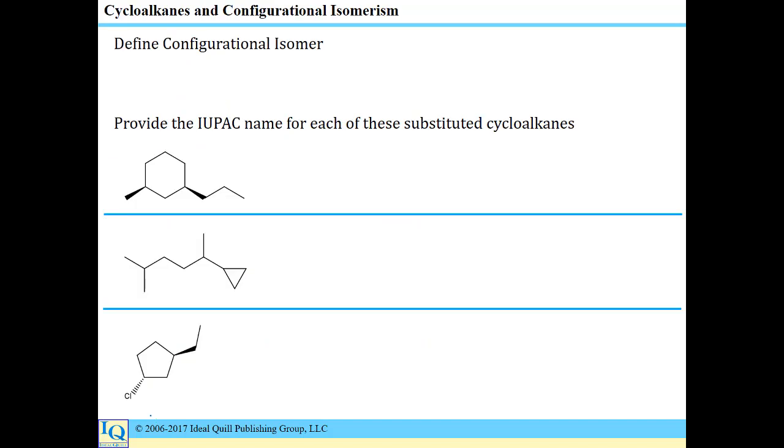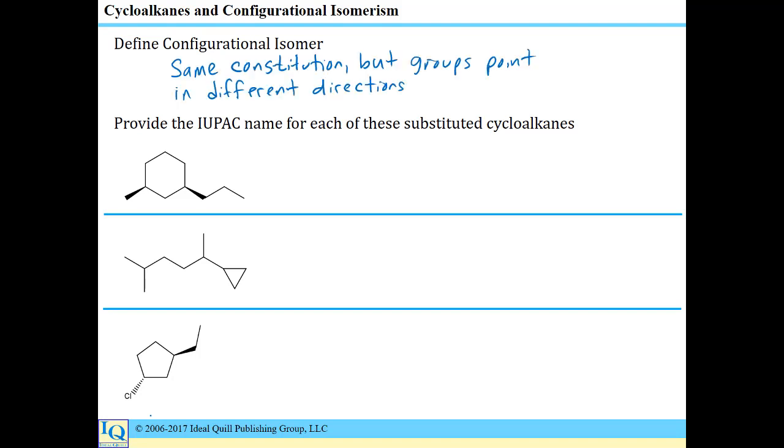The next problem introduces the concept of these configurational isomers, and they first ask us to define that term, configurational isomer. And perhaps the simplest way we can explain this is that configurational isomers have the same constitution. They're made up of the same atoms arranged and attached to one another, all with the same connectivity, but the groups point different directions. And sometimes that will manifest in the names. So the second part of the question is, well, how do I name these different molecules?